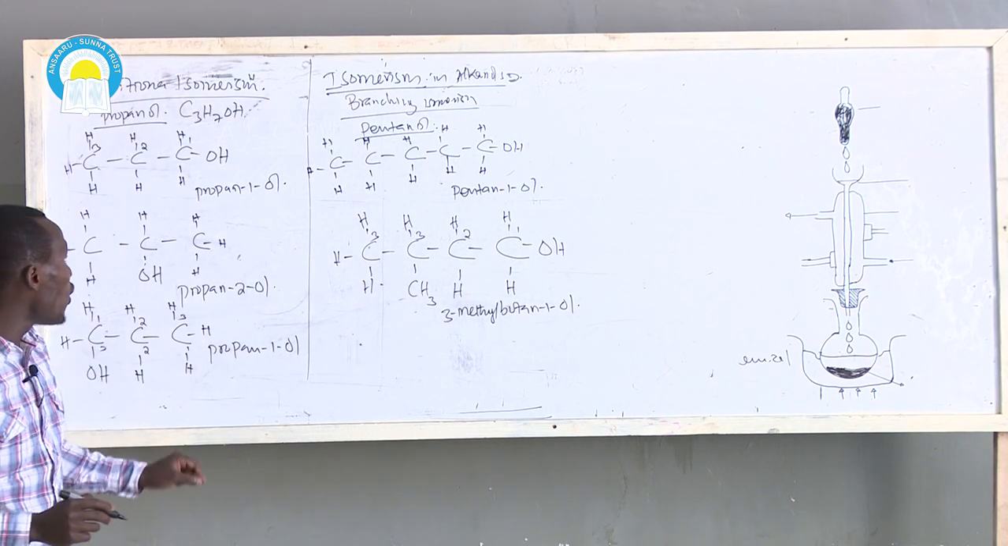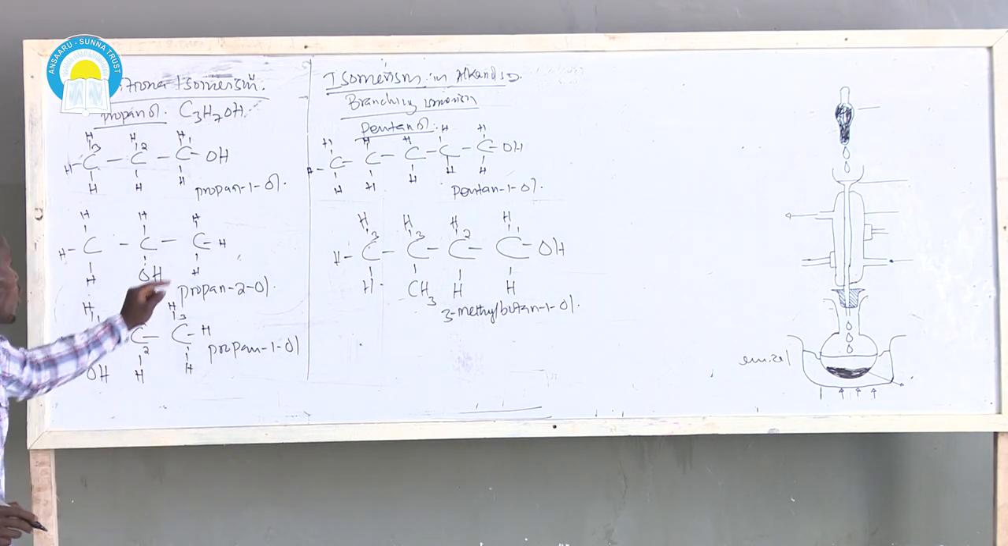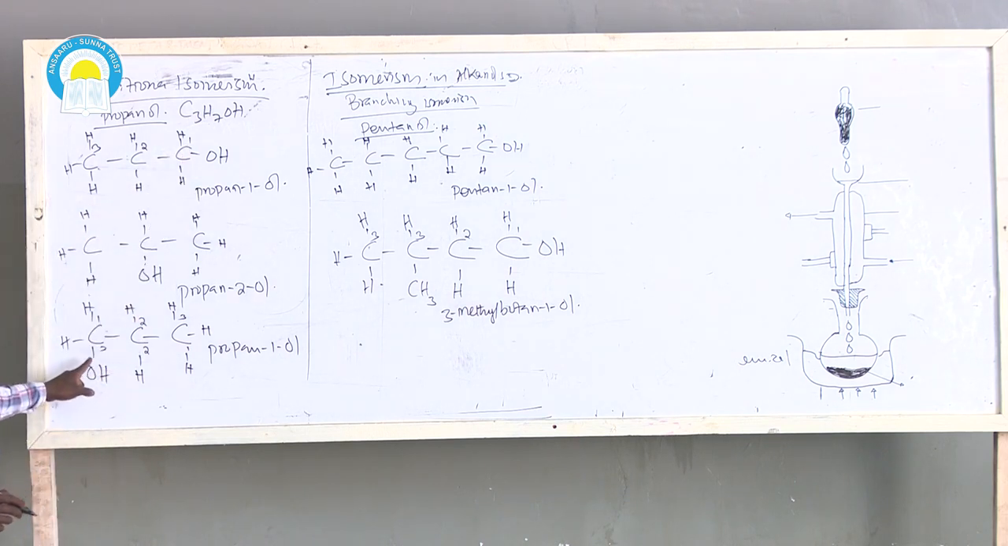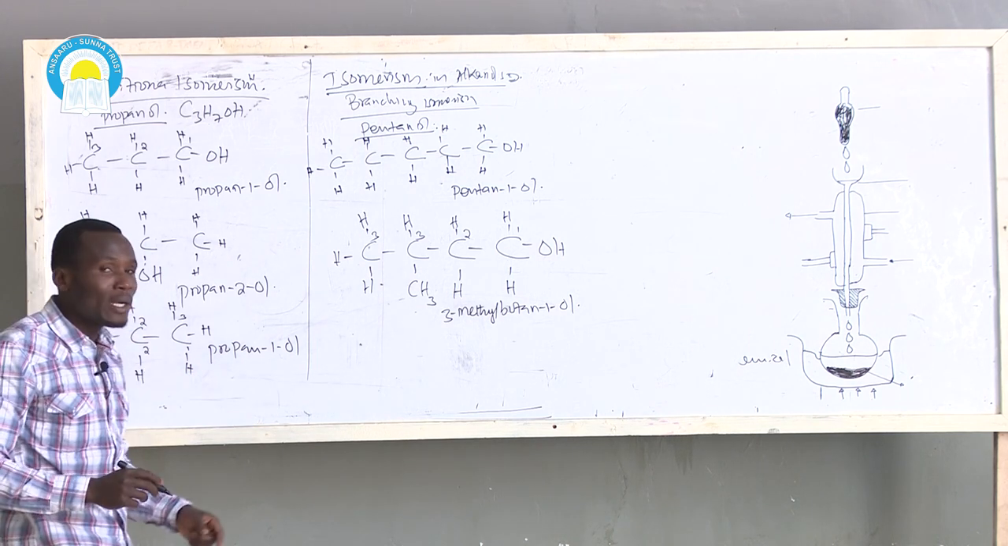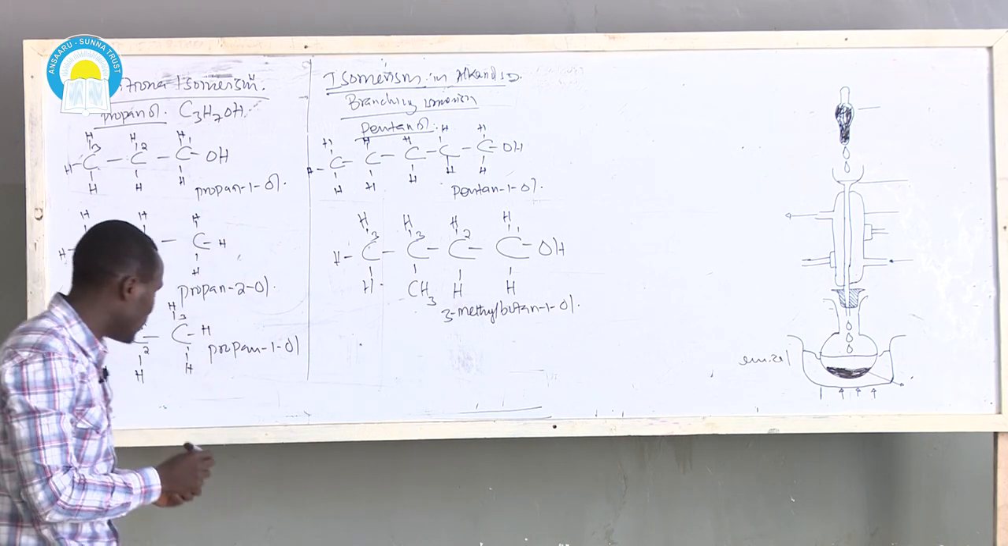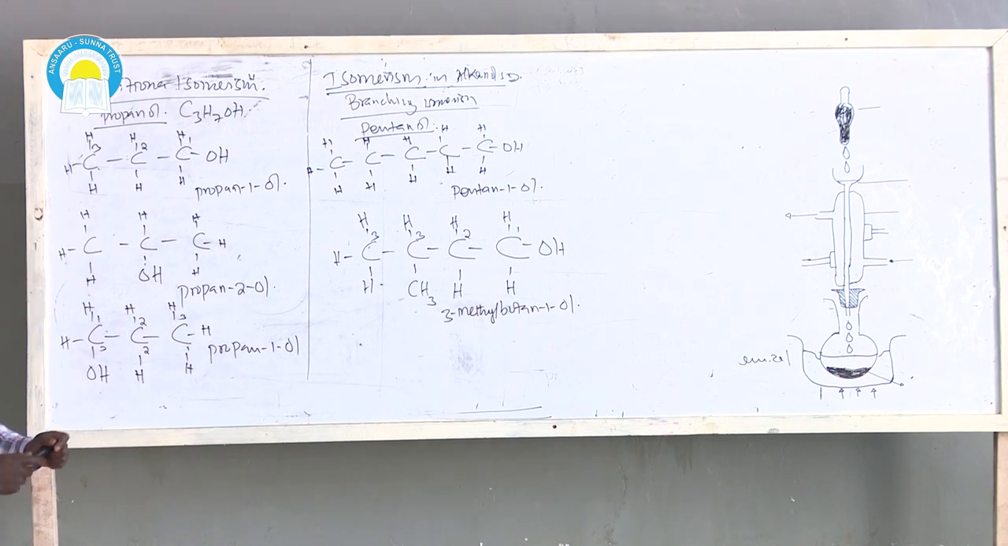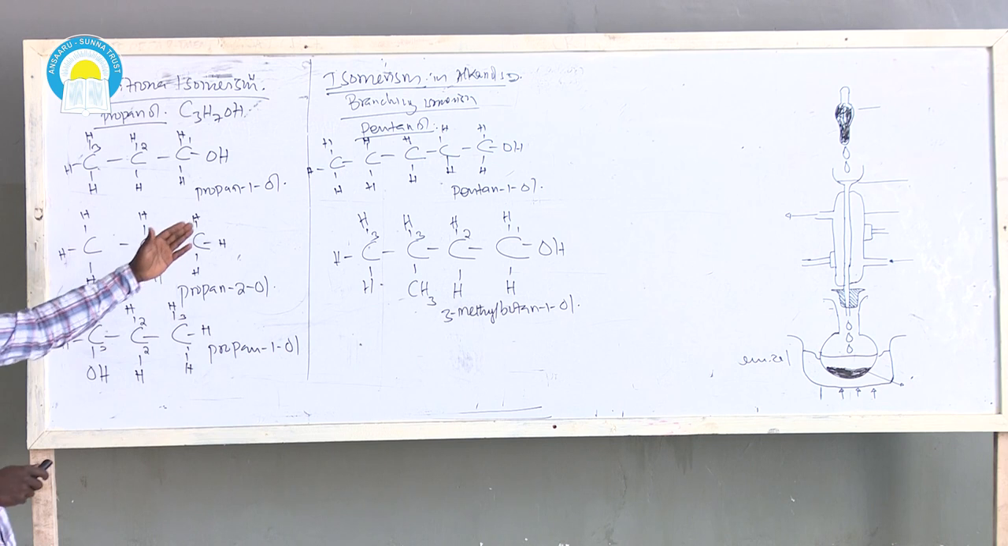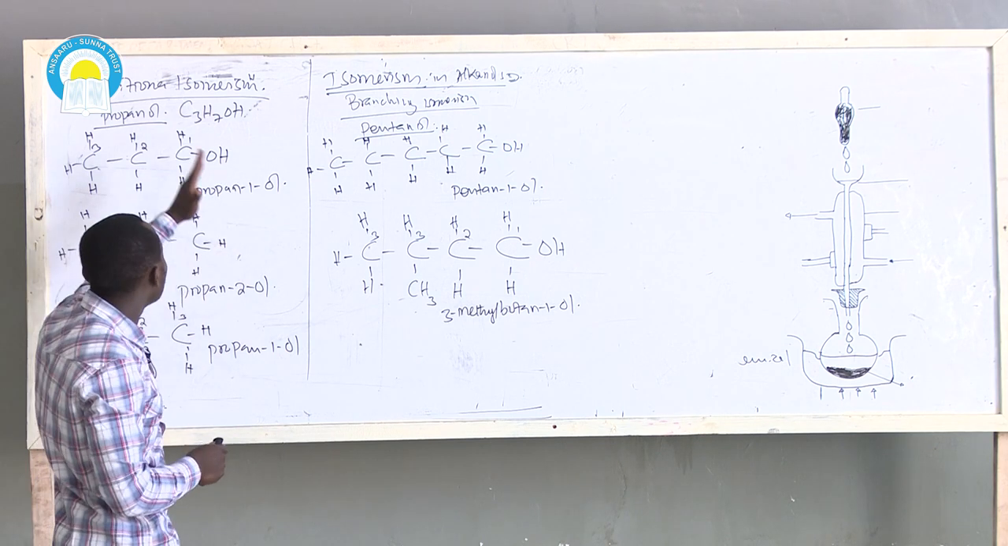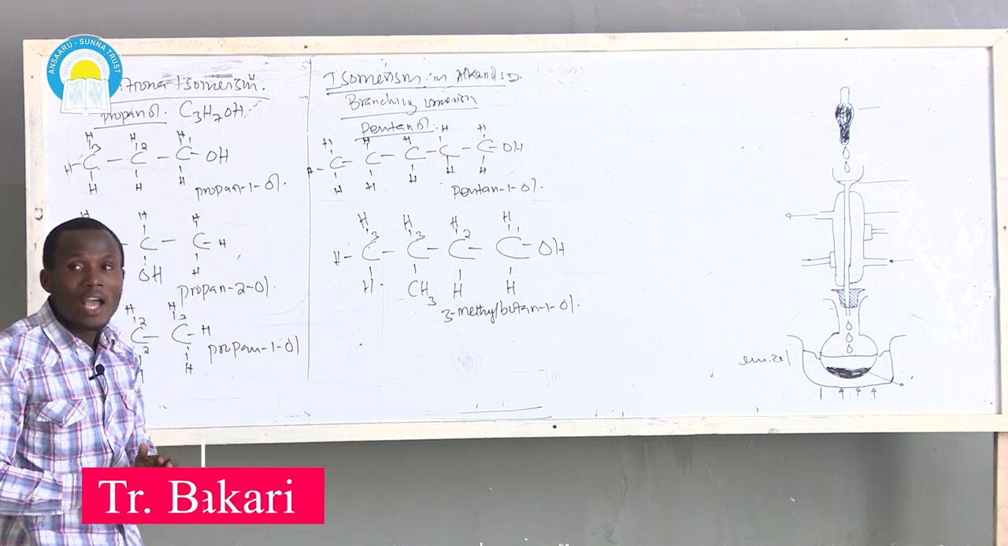Therefore, this structure and this structure are the same, since the OH is found on carbon number one, and this one also carbon number one. So the two isomers have the same name. So that is what we have as the isomerism in alkanols, where we have branching isomerism and positional isomerism.